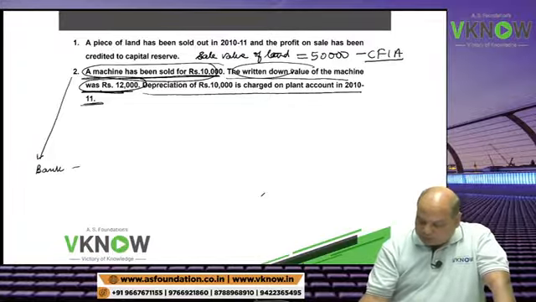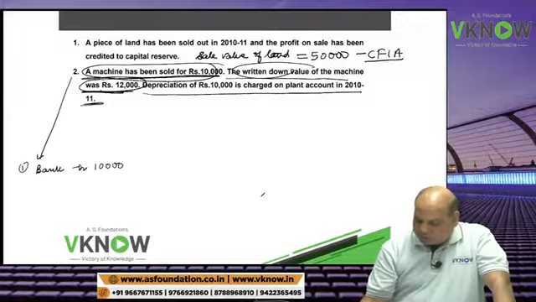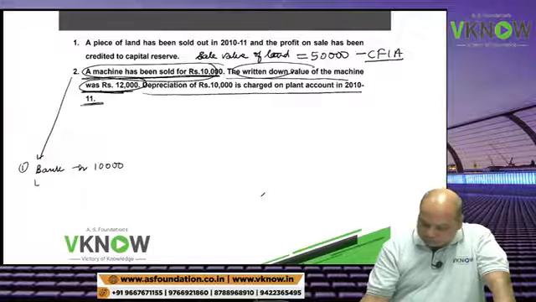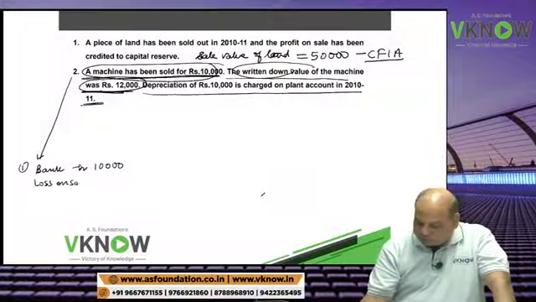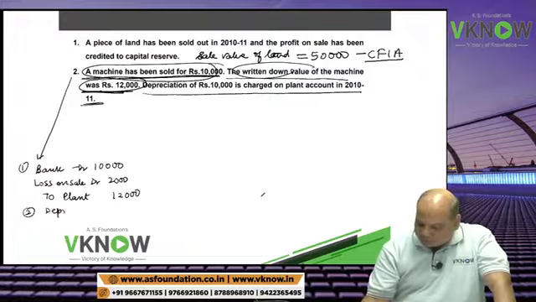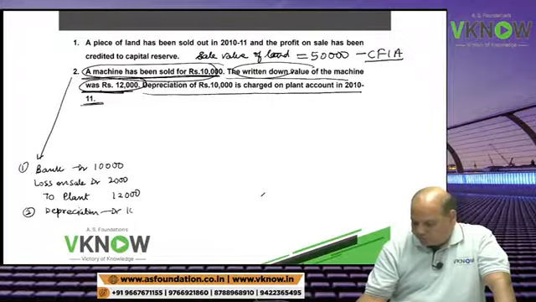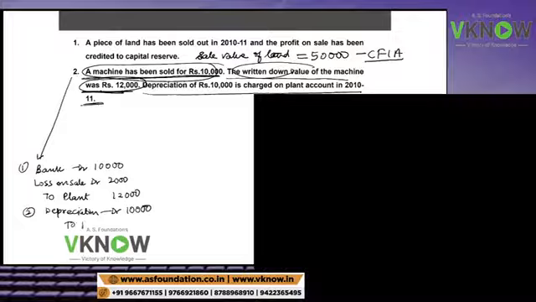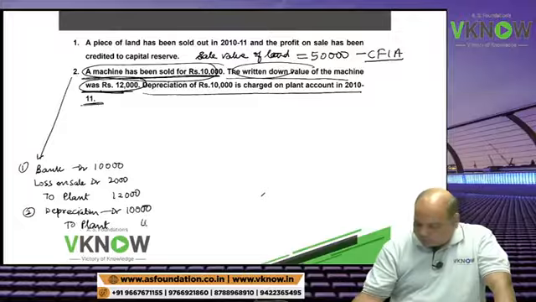Two entries will be required. Bank account debit 10,000, loss on sale 2,000, to plant account 12,000. And the second entry is for depreciation: depreciation account debit 10,000 to plant account 10,000.